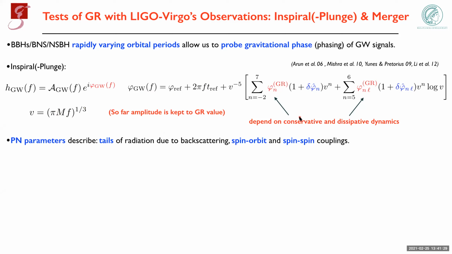I want also to stress that this coefficient here, which is then varied, and we do the Bayesian analysis over the 15 parameters of the waveform plus the deviation parameters, depends on the conservative and dissipative part of the dynamics. This is interesting because, for example, with GRAVITY or EHT, one is mainly measuring the conservative part of the black hole. I mean, you are basically measuring the space-time, the metric, the light ring, etc. So here we intertwine the conservative and dissipative.